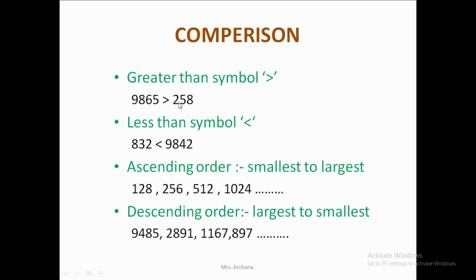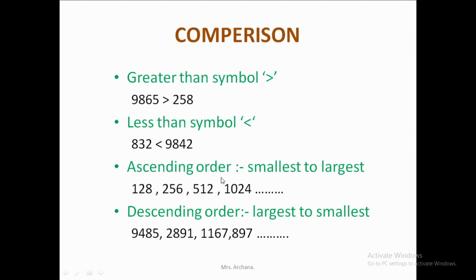One thing only you remember, because generally when people are doing this comparison, they get confused about which one is the greater symbol and which one is the smaller symbol. So always remember that the pointed arrow is towards which number, that number is the smallest one. See here also the arrowhead is towards this number, so this number is the smallest one. So we call it less than and this symbol is greater than.